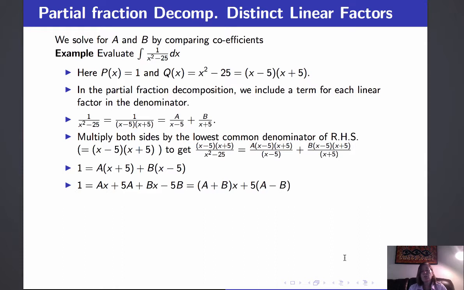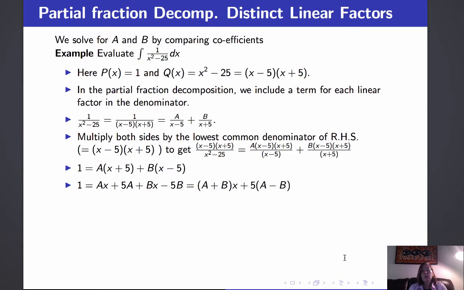So the first thing we do is write this polynomial on the right as a polynomial where we've gathered up the coefficient of x and we've put together the constant term.